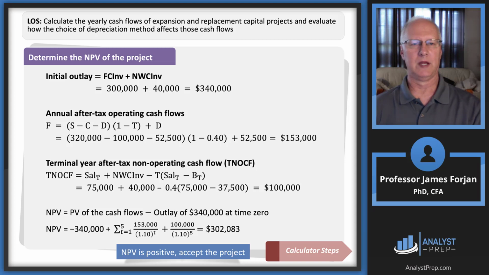And then we need to remember that, of course, we're not the only people involved here. The government is interested in how much money we're making. So 1 minus the tax rate, that gives us our after-tax operating cash flows. Add back the depreciation. So there's 153 as our annual after-tax operating cash flow. Then, of course, we need to figure out what's going to happen at the end of year 5.